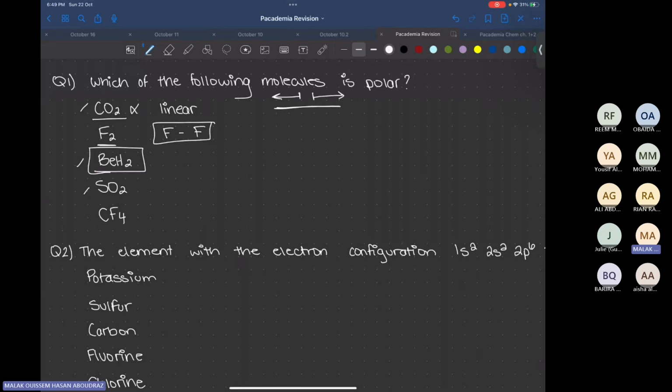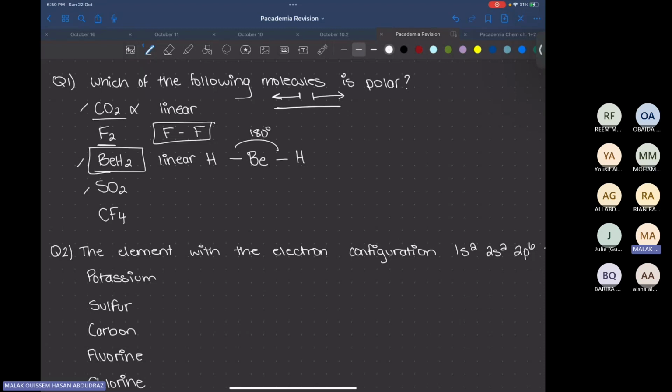Yes. Okay. BeH2. What's the shape of BeH2? Bent. It's bent? Wait, Be has two, like it's group 2, right? Yeah, so it's linear, I must say. It's also going to be linear. It's going to form two bonds like this. So if it's linear, is it going to be polar or is it not going to be polar? Not polar. So therefore, BeH2 is not the answer. Do you guys get why BeH2 is not the answer?